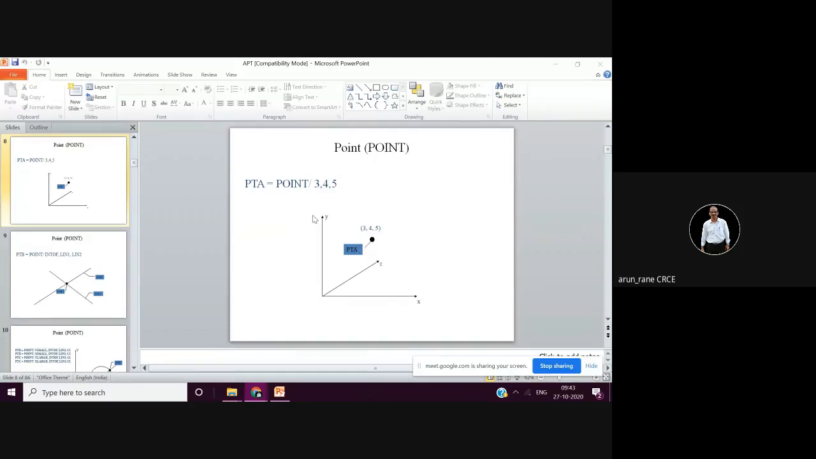So now here it is PTA, that means point A. You can write it as point 1 or you can simply write it as P1 also. That much flexibility is there. So for simplicity we will say P1 is equal to point. What is P1? It is a point, and what are its coordinates? In x direction 3, y direction 4 and in z direction 5.